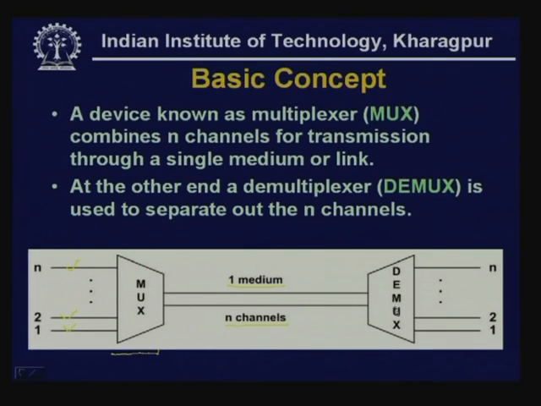And at the other end, we have an opposite device known as demultiplexer. This demultiplexer separates out the signals of different channels by using filtering, and here we get back the signal corresponding to channel 1, signal corresponding to channel 2 and so on up to channel n. So, by making use of two devices, one is known as multiplexer, which combines signals of n channels into a single composite signal which can be sent through a single medium, and at the other end a demultiplexer separates out the signals from different channels and they can be sent to different stations. So, this is how the multiplexing and demultiplexing can be done.